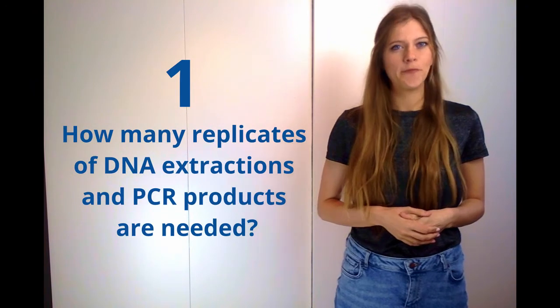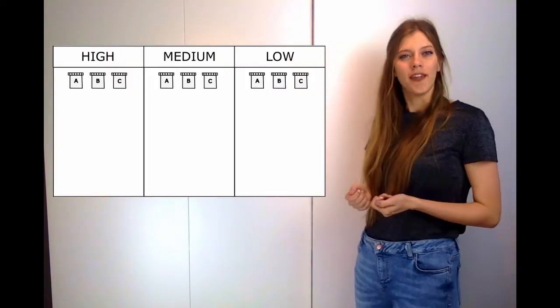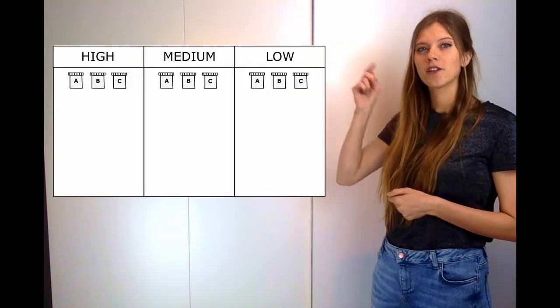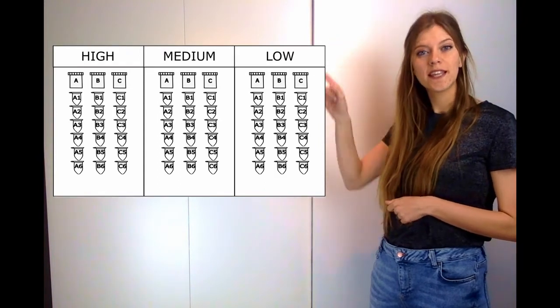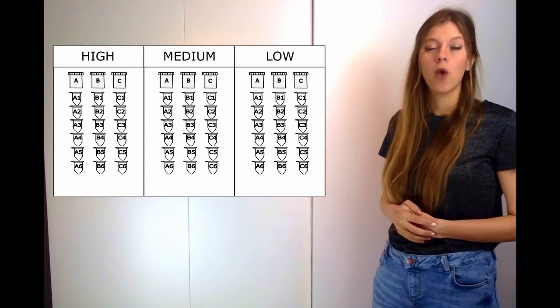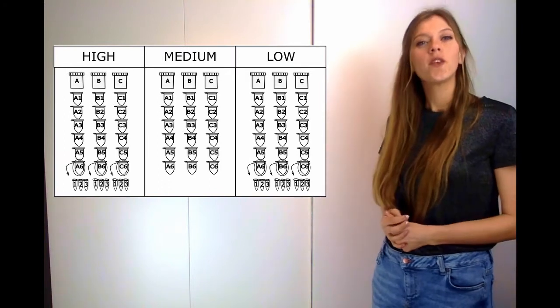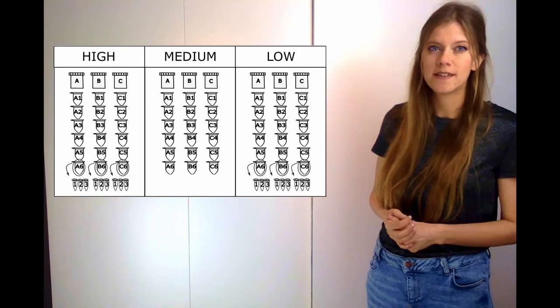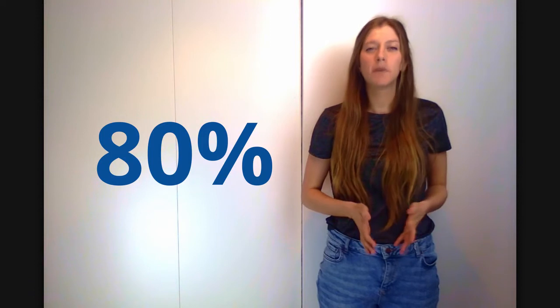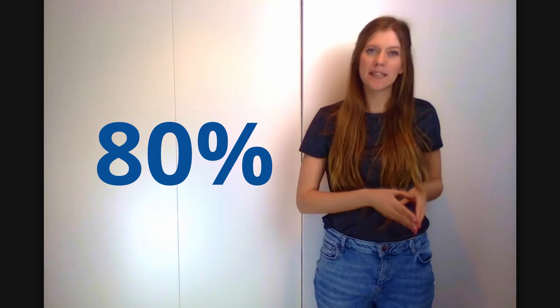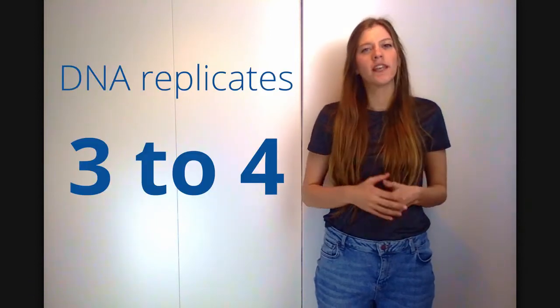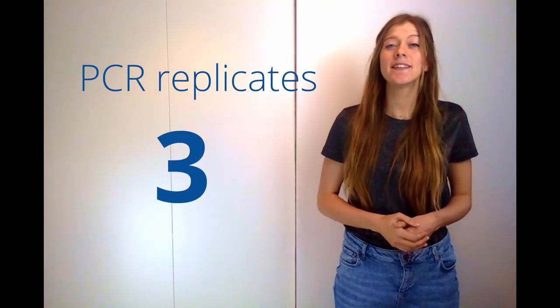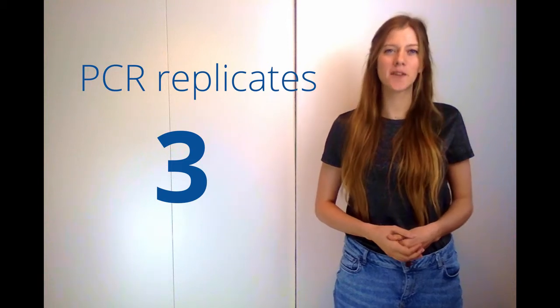in a sample. So in each location, we sampled 3 biological replicates, of which 6 DNA replicates were taken. One of these DNA replicates was used to assess variation between 3 replicates for PCR amplification. To pick up at least 80% of the species diversity present in the 6 DNA replicates, 3 to 4 DNA replicates were needed. And also for PCR amplification, at least 3 PCR replicates were needed.